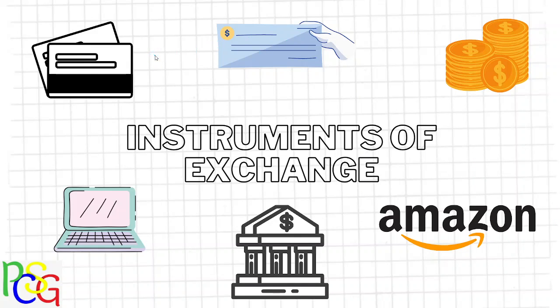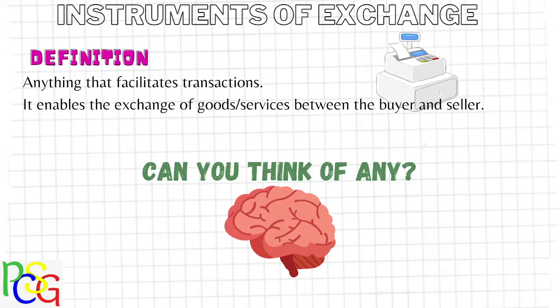So today we're going to be looking at a few of them. We're going to start off looking at a few, and then next week we'll look at the rest. So the first thing that we're going to look at is the definition of an instrument of exchange, and it is basically anything that facilitates transactions. So anything that enables the exchanging of goods and services between a buyer and a seller. I had already asked if you could think of any, and you had said checks, and we had said money, etc.